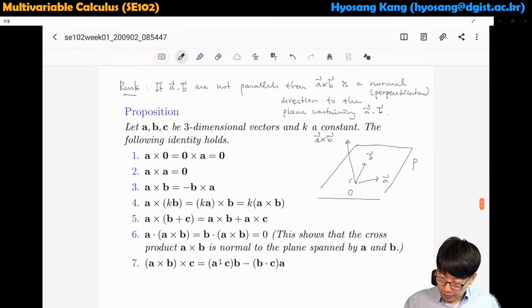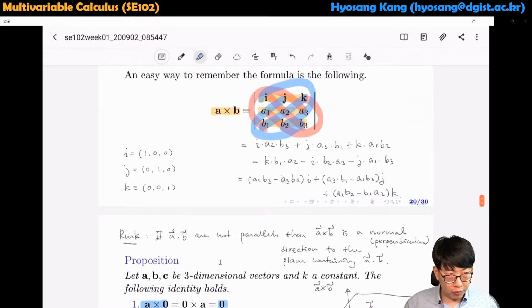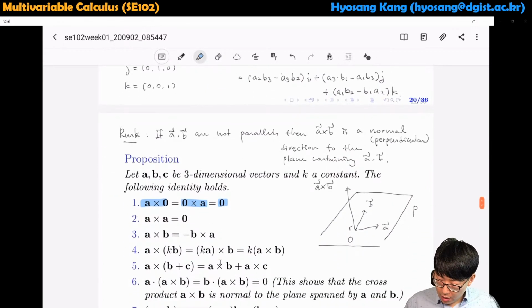All right. So there are other properties of this cross product. Let's look at them one by one. A times 0, is equal to 0, because whenever I have a 0 in one row, then everything goes to 0. The same goes for 0 times A. And if I take the cross product of A with A, then I get the 0 vector.